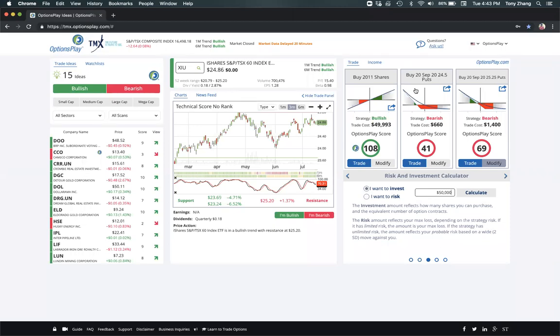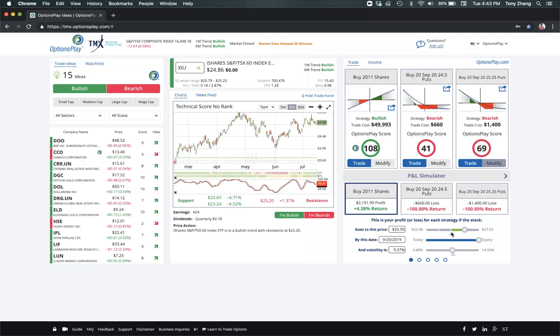So let's compare these 3 strategies and see how the market performs and how these strategies perform based on different outlooks on the underlying stock. So again, this is for a September expiration.